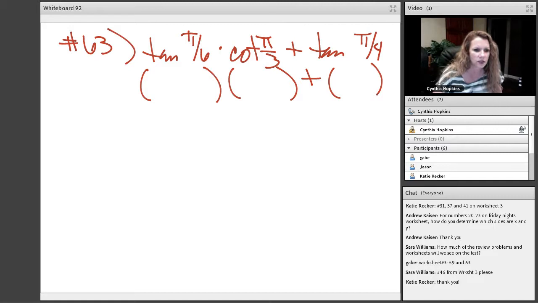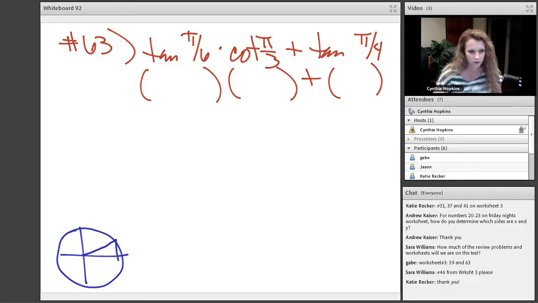Okay, let's draw some pictures down below. So pi over 6, and I want tangent. So that's a 30-degree reference angle. Draw my perpendicular to the x-axis. I'm going to write everything this time. 1/2 for the short leg, rad 3 over 2 for the long leg.